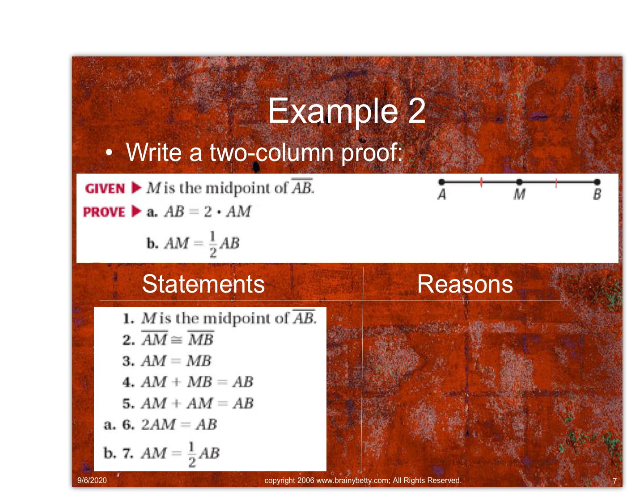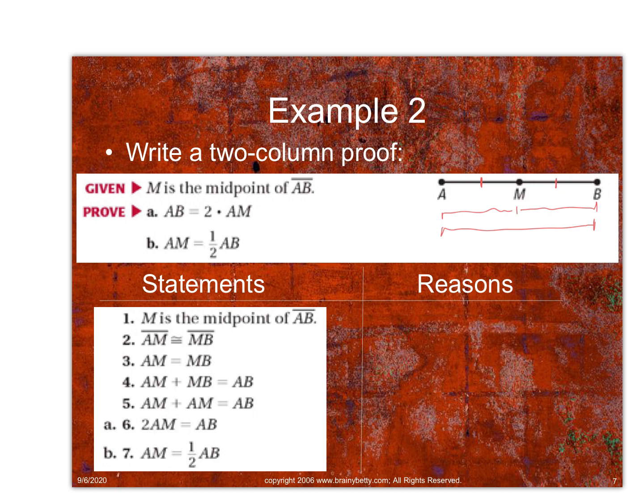And I know that if M is the midpoint, those two segment pieces are going to be the same. I also know that AM plus MB is going to equal AB. And so I feel like this is going to come into play in my proof.